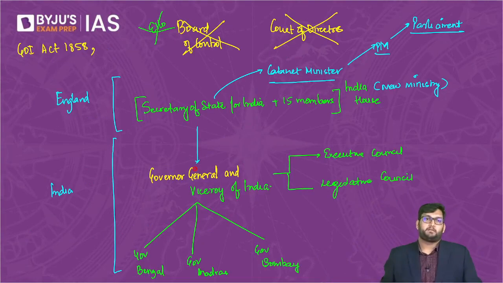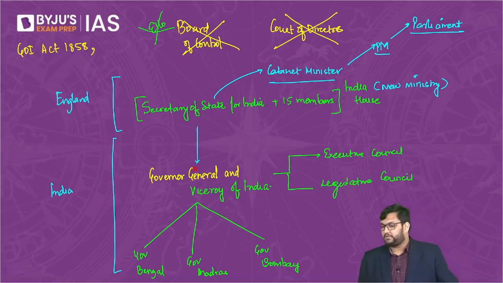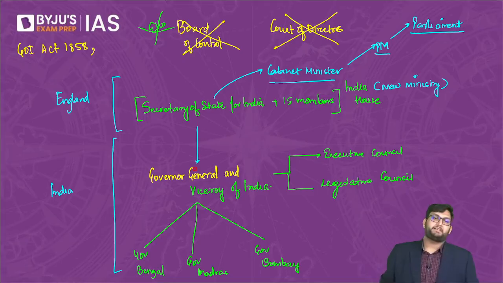The Board of Control and Court of Directors are dissolved. East India Company is now perceived as incapable. 10,000 Europeans dead, so now there is no point in giving them power. And now the Parliament actually takes power in its own hand. Yes, Governor General and Viceroy is the same person only.